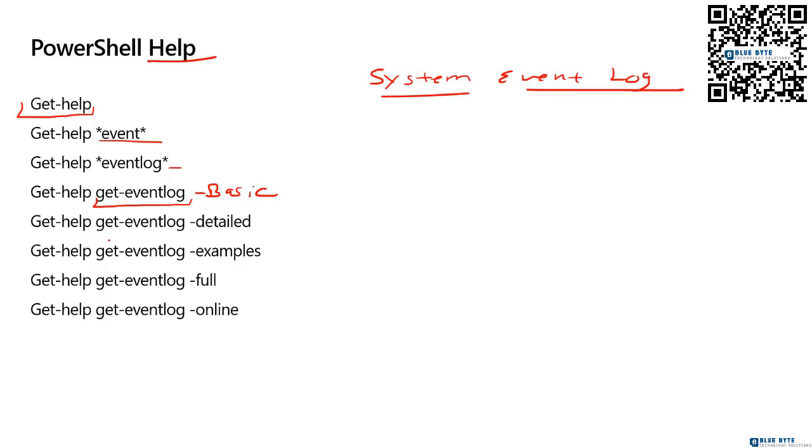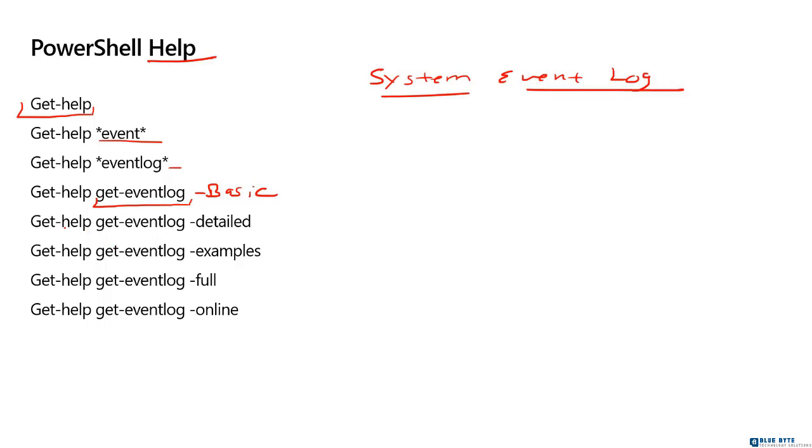If you want a little more detailed information, you can run Get-Help Get-EventLog with -Detailed as a parameter. They also give you examples of syntax you can do with -Examples. Now, I don't actually ever use these two. If you run Get-Help Get-EventLog -Full, this shows you everything. So it incorporates the output from detailed and examples. That's everything you could possibly want to know if you run this with -Full.